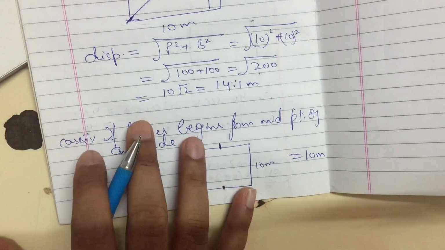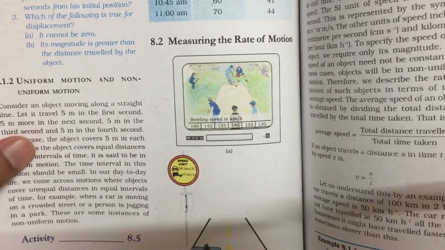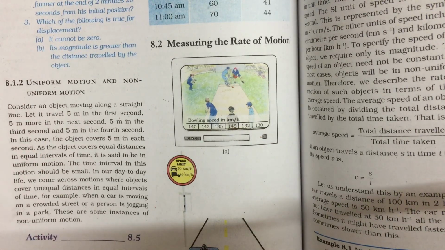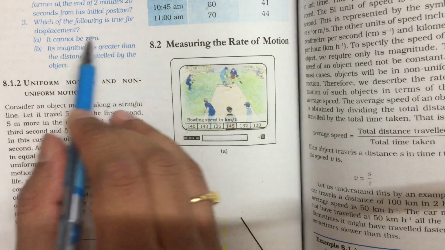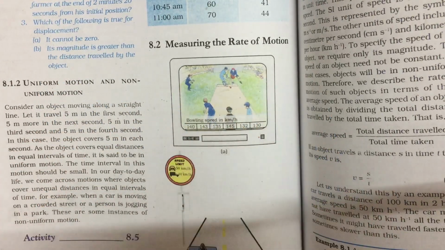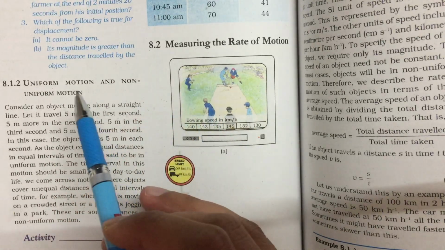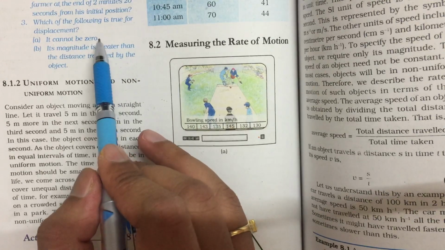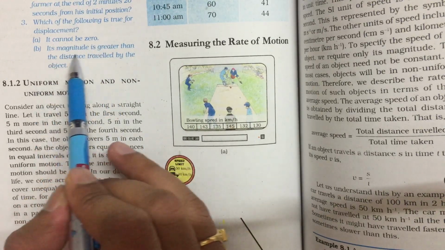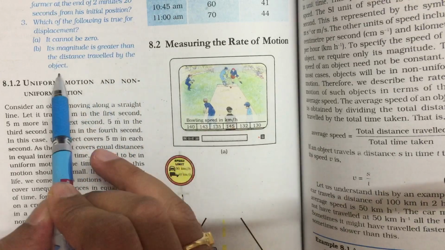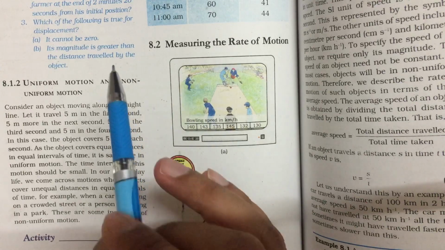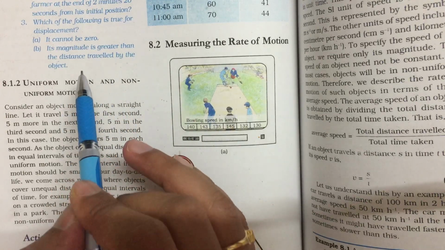Third question: which of the following is true for displacement? First, it cannot be 0. Displacement can be 0 also, while distance cannot be 0. So the first part is false, as displacement can be 0 also. Second, its magnitude is greater than the distance traveled by the object. Obviously not. Displacement will always be lesser than or equal to distance. It can never be greater than distance. So this is also false.